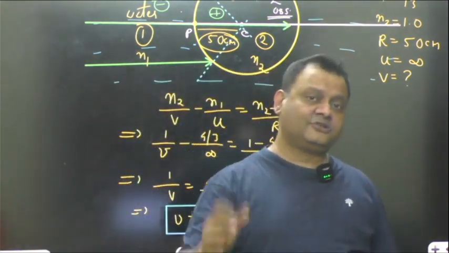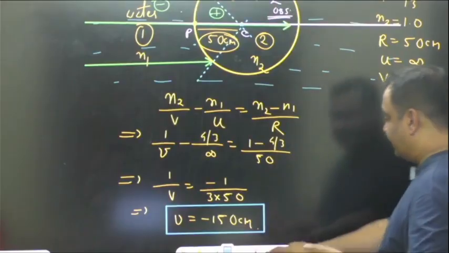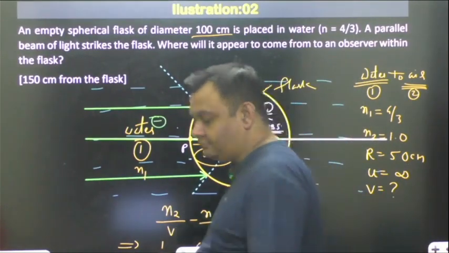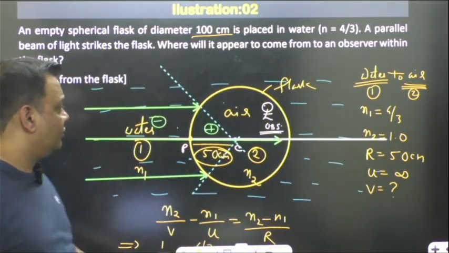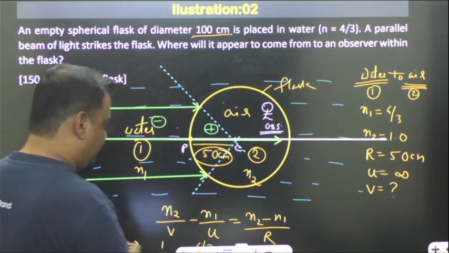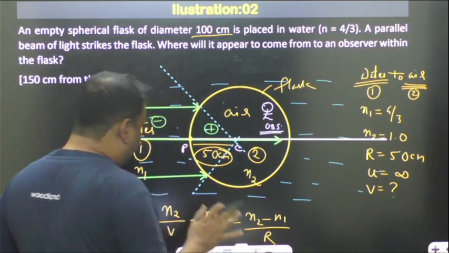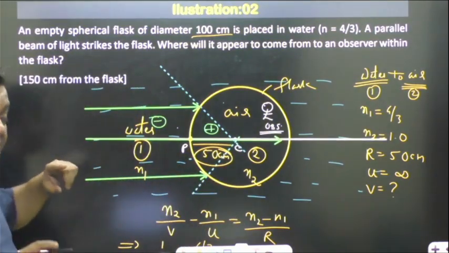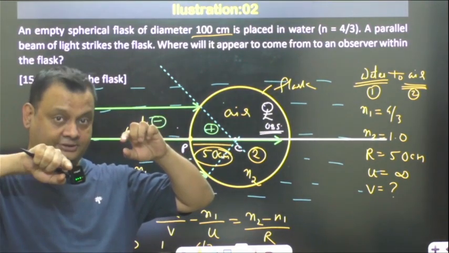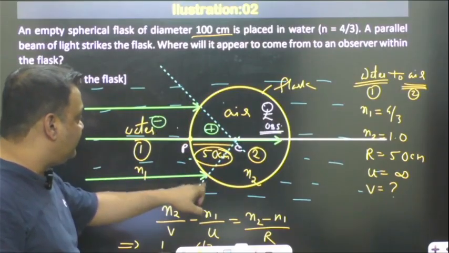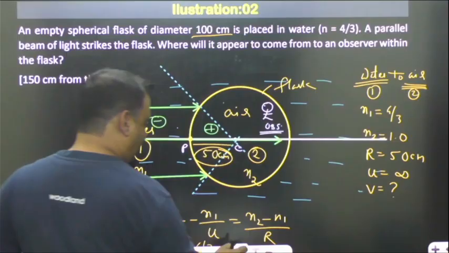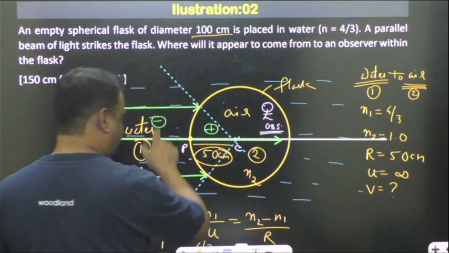Now what is the significance of the negative sign? The negative sign here means the image is formed on that side of the pole where the axis is negative. So where is the axis negative? The axis is negative on the water side. So the image will be formed... how do we write the answer? The image will be formed 150 centimeter from the surface of the flask on the side of water. On the side of water. We will write the answer like this.